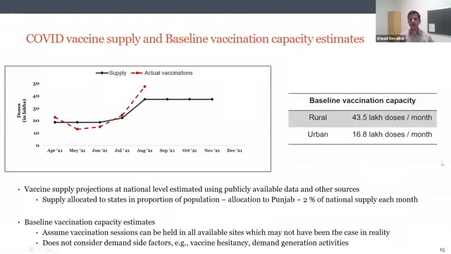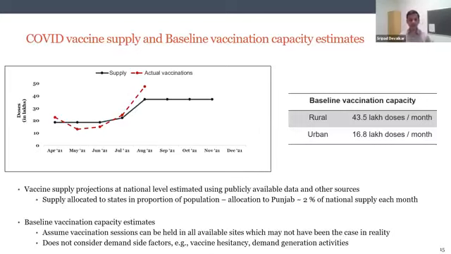And so what this tells you is, in rural areas, the vaccine administration capacity is more than sufficient to handle all the supply, even if all of that supply were to be directed to rural areas. On the other hand, the capacity available in urban areas is far lower. So even our lowest supply projections, which is about 20 lakh doses per month, are higher than the current baseline urban vaccination capacity. And therefore, this would already tell you that if there is a benefit from moving resources, it is likely to come from moving resources in rural areas to urban areas.